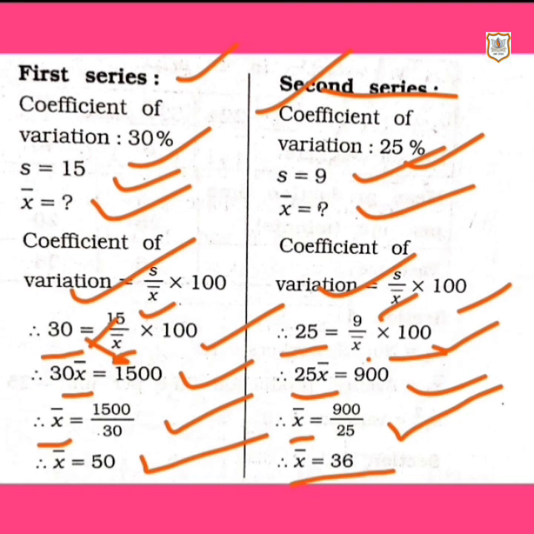So here we are done with the mean of both the first series and second series, and we are done with sum number 3, and simultaneously we are done with exercise 4.5. Go through the exercise, revise it thoroughly.